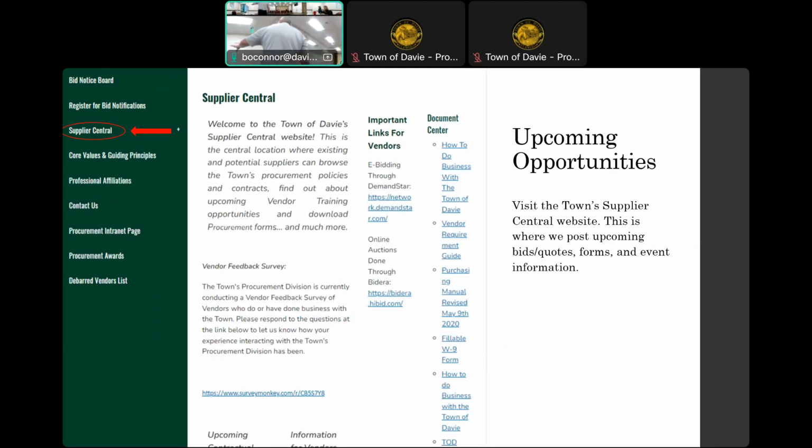But we do have a supplier central page that we maintain as well that has information in regards to just our documents on how to do business with the town, our requirements.